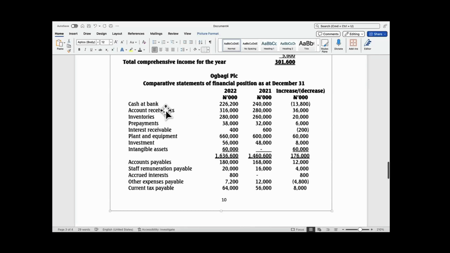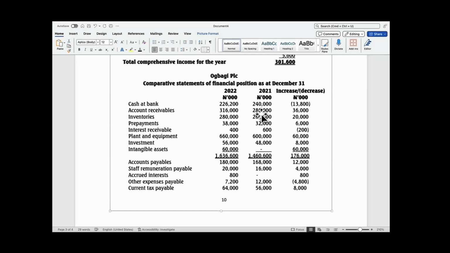Do we have receivables? Yes. If you look at the statement of financial position, we have account receivables. And the examiner was magnanimous to tell you that if you look at your account receivables, in 2021, it was 280. It increased to 316. That means the examiner gave you the increase, 36,000. What that increase means is that the increase is as a result of this year alone, because last year it was 280. It increased by 36,000 this year.